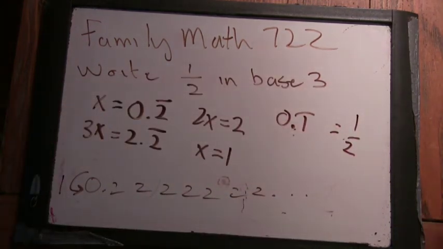So we have found that 1/2 in base 3 is 0.111111111 repeating. Okay, cool. Now we're going to talk about the Cantor stuff. Alright.